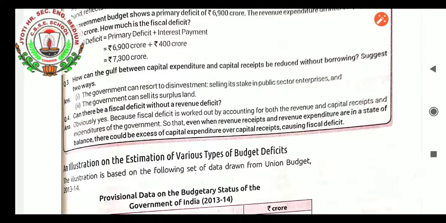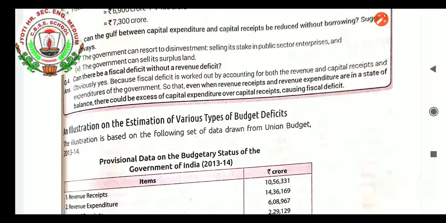Can there be a fiscal deficit without a revenue deficit? Yes, it can be, because revenue deficit is the deficit which arises when the income of the government is less as compared to the expenditure. Revenue means all types of tax and non-tax receipts. Fiscal deficit is worked out by accounting for both revenue and capital receipts and expenditure of the government, so even when revenue receipts and revenue expenditure are in balance, there could be an excess of capital expenditure over capital receipts causing fiscal deficit.